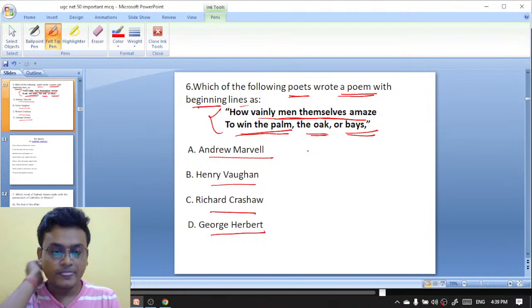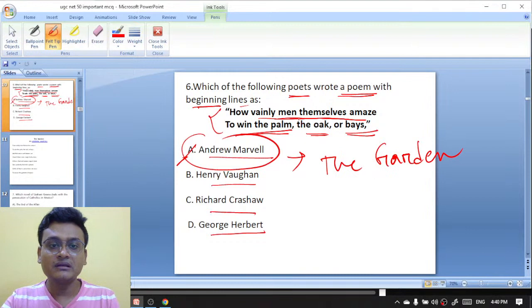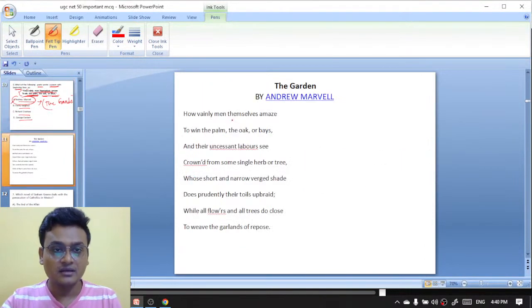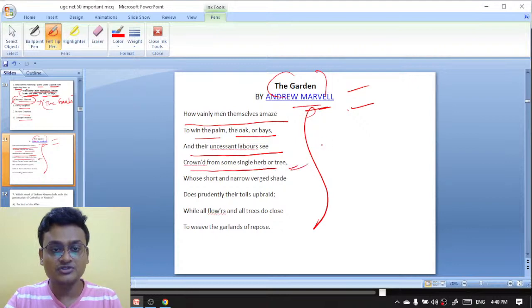Here it is Andrew Marvell. It is Andrew Marvell's poem, The Garden. The Garden begins with these lines: How vainly men themselves amaze to win the palm, the oak, or bays, and their incessant labors see crowned from some single herb or tree. Garden is the name of the poem by Andrew Marvell, and it begins with these famous lines.